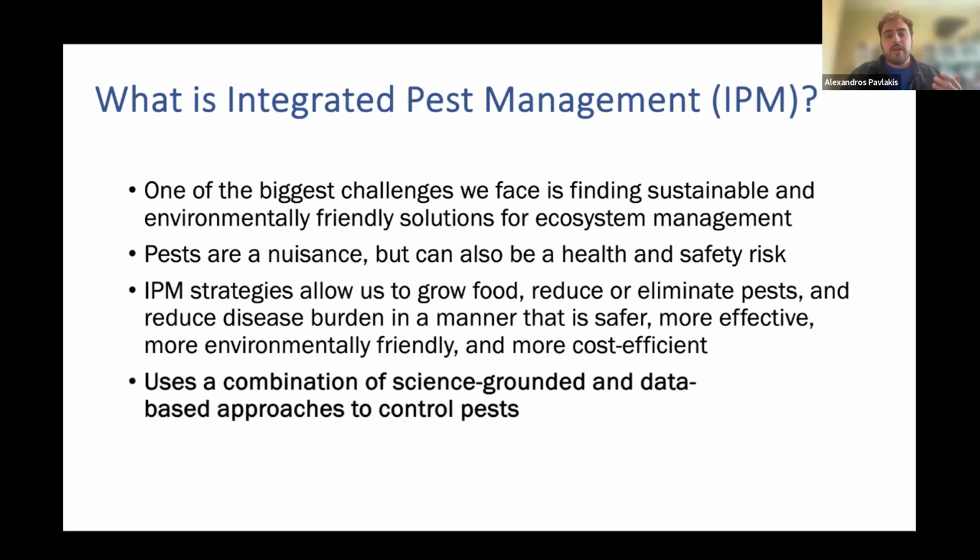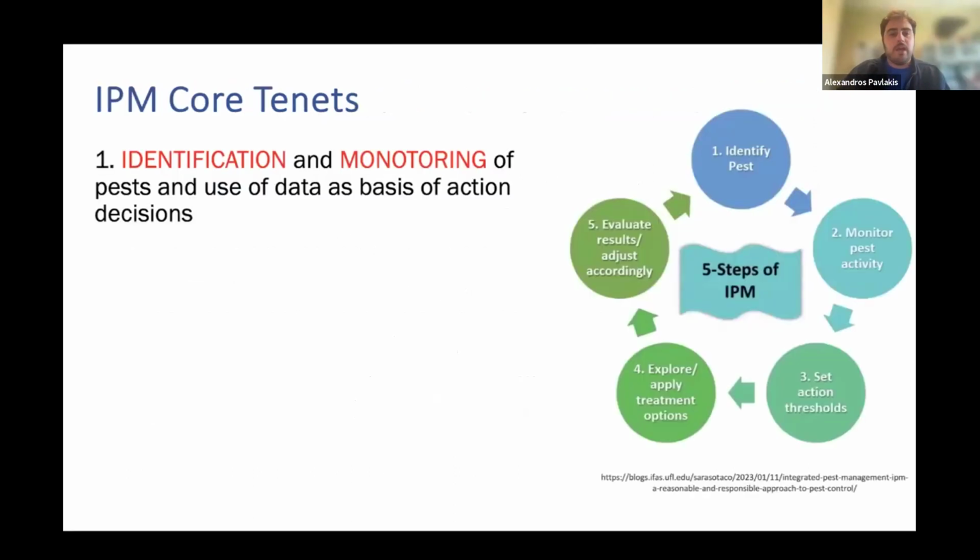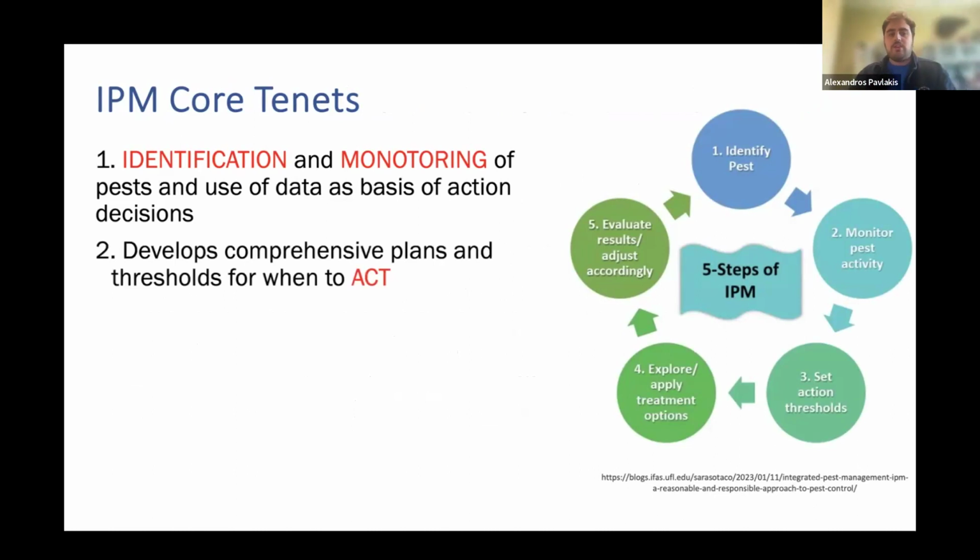Overall, integrated pest management uses a combination of science-grounded and data-based approaches to control pests. We're going to go over the core tenets of IPM one by one. For the first two steps, we identify the pest of concern and monitor that pest's activity. With that monitoring, we're collecting data and using it as a basis of action for our decisions. You need to develop comprehensive plans and thresholds of when to act. So this is setting your action thresholds.